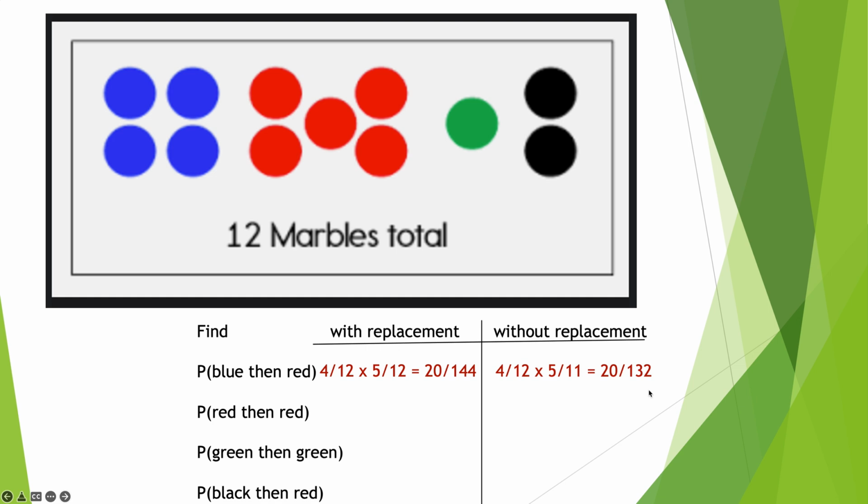You try red, then red, with replacement, and then without replacement. Stop and start.